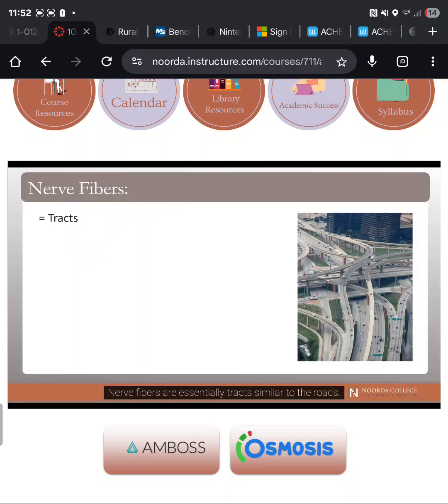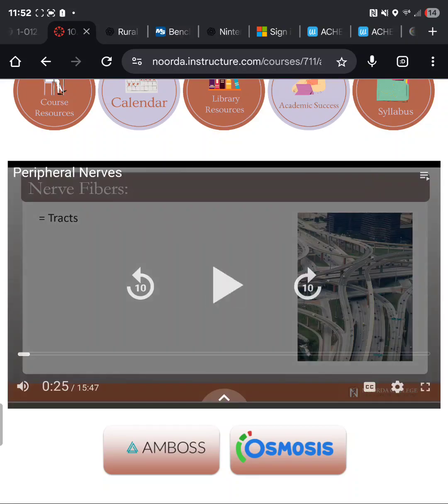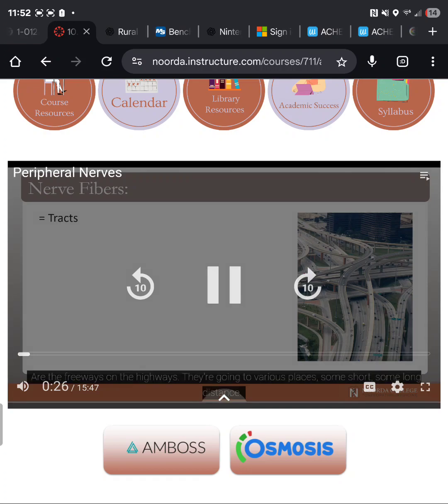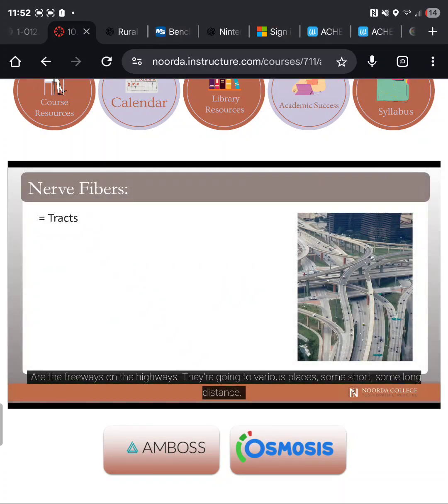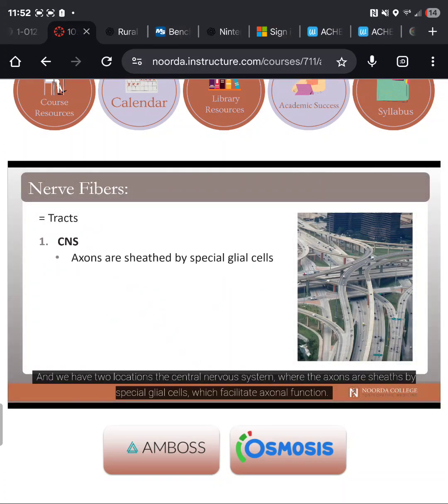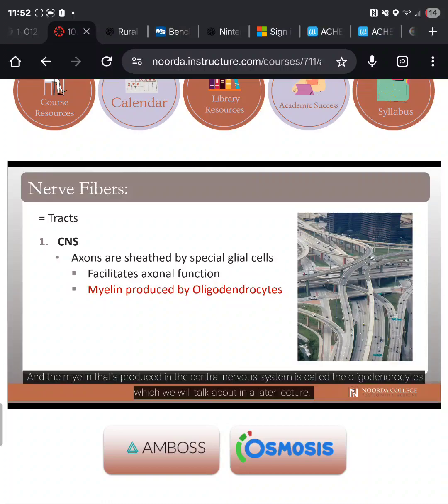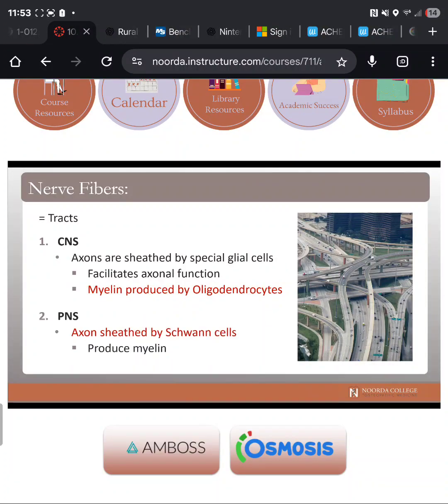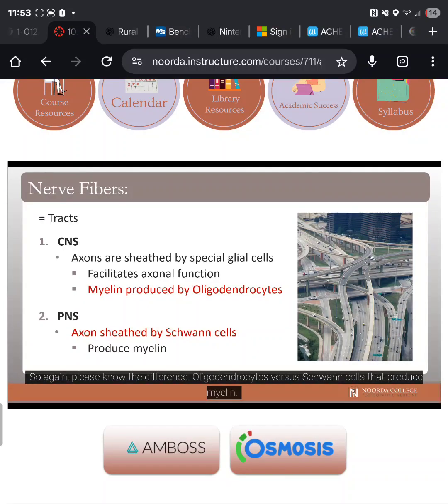Nerve fibers are essentially tracks, similar to the roads or the freeways on the highways. They're going to various places, some short, some long distance. And we have two locations, the central nervous system, where the axons are sheathed by special glial cells, which facilitate axonal function. And the myelin that's produced in the central nervous system is made by the oligodendrocytes, which we will talk about in a later lecture. In the peripheral nervous system, axons are sheathed by Schwann cells. So again, please know the difference, oligodendrocytes versus Schwann cells that produce myelin.